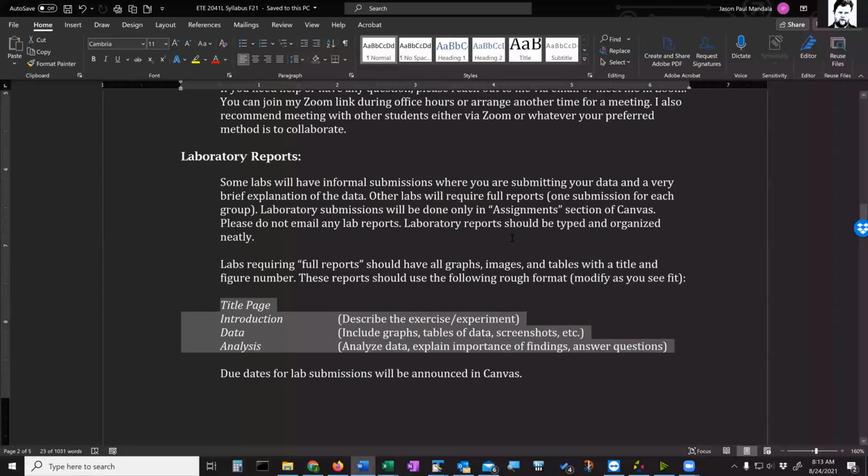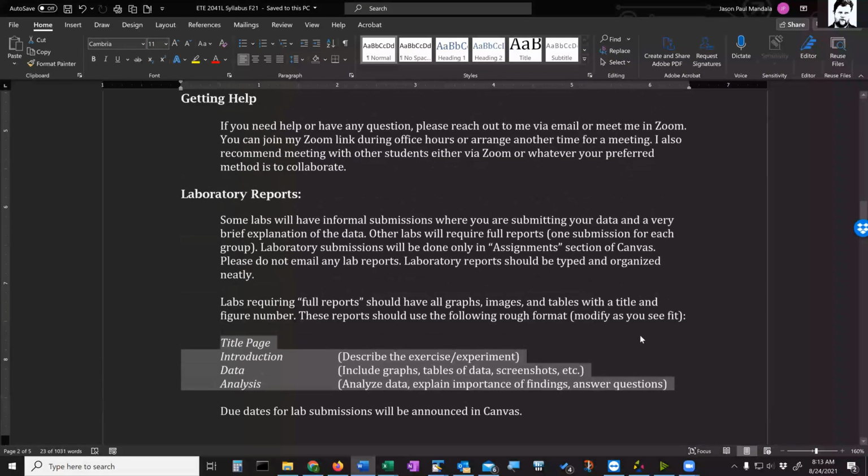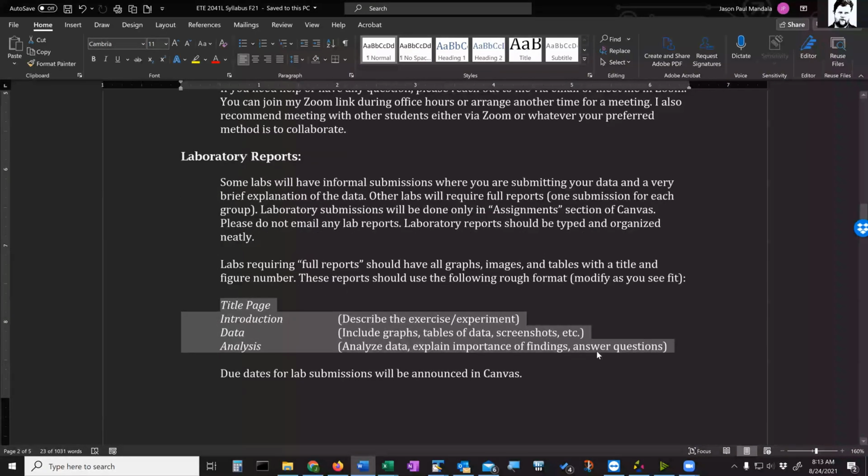Labs will typically have about a week and a half, probably, or 2 weeks to complete the lab report. And like I said before, you're going to be in groups of 2, so it'll be 1 submission per group, not individual. And I'll let you know which lab requires a full, more formal type of report, and which lab is more informal and just requires the data.